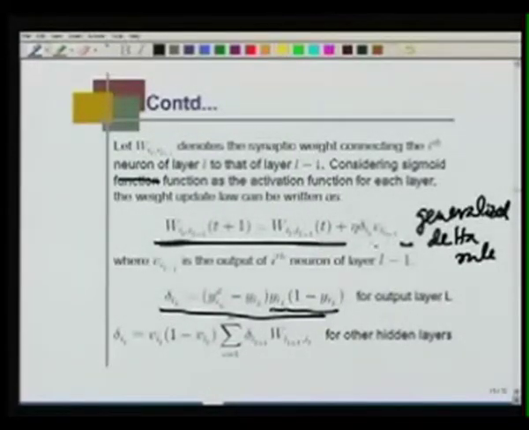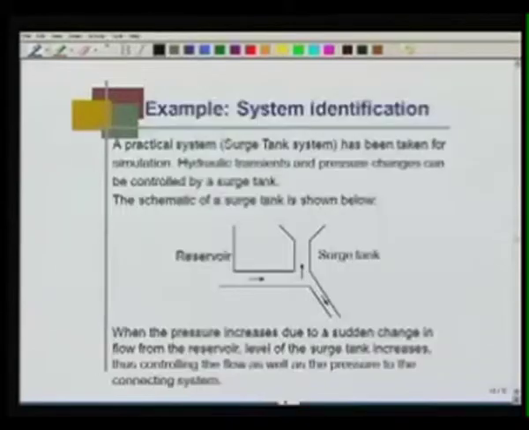So, this is our input to the connection weight, and this is the error back propagated to the layer L. So, using this concept, now we will demonstrate the application of back propagation algorithm for system identification.